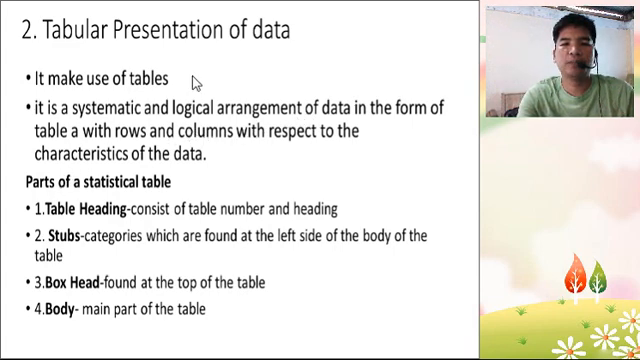The tabular presentation of data has parts. The first part is the table heading. You have to first give the table heading, which consists of the table number and heading. I will give an example later on. Number 2 is the stubs, categories which are found at the left side of the body of the table. Number 3 is the box head, found at the top of the table. Then the fourth part of the statistical table is the body, which is the main part of the table. So let's have an example.